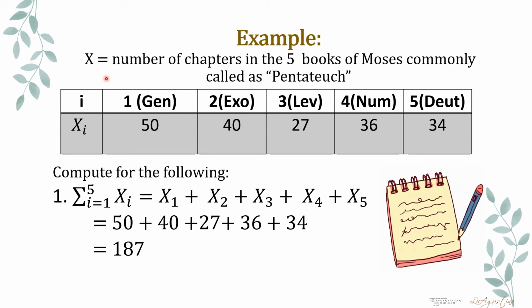Example: X is the number of chapters in the 5 books of Moses, commonly called the Pentateuch, or the first 5 books of the Old Testament. We have Genesis, Exodus, Leviticus, Numbers, and Deuteronomy. So our ith summand, or the xi, rather, the variable: we have 50 chapters in the book of Genesis, 40 chapters in Exodus, 27 chapters in Leviticus, 36 chapters in Numbers, and 34 chapters in Deuteronomy. So let's compute for the following.